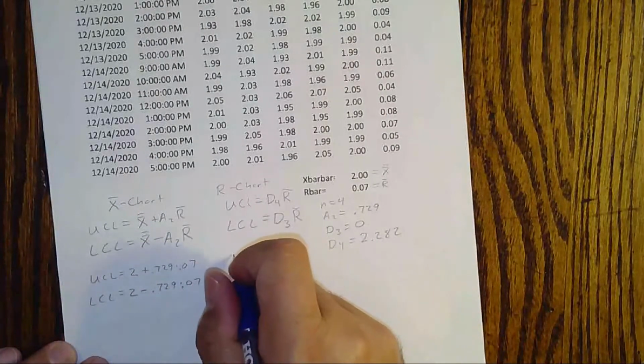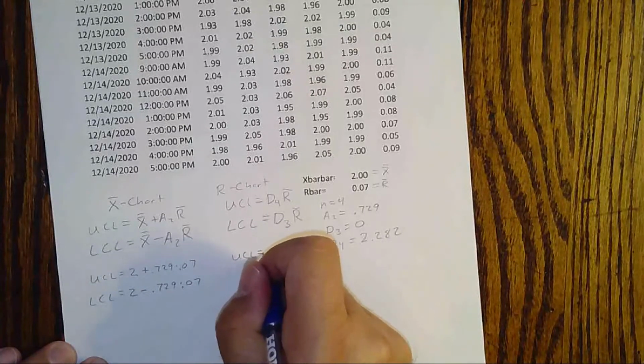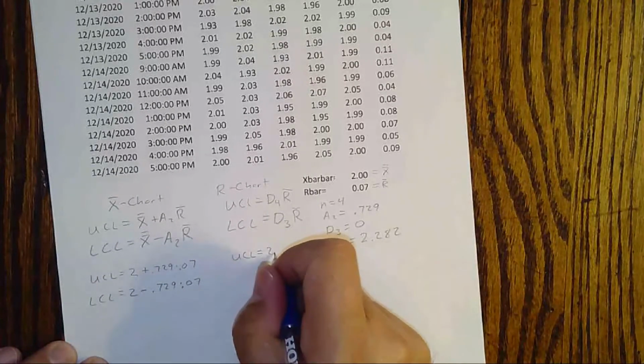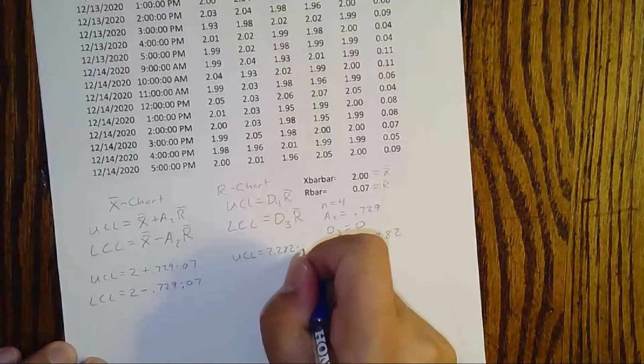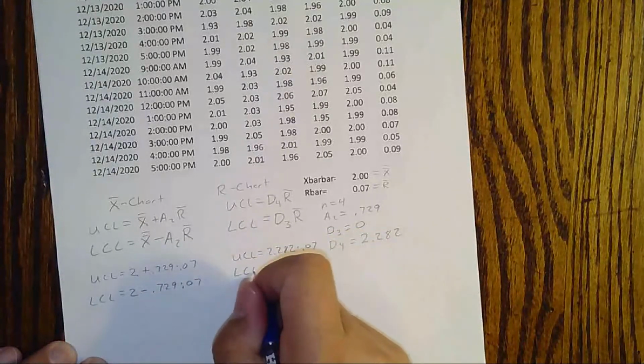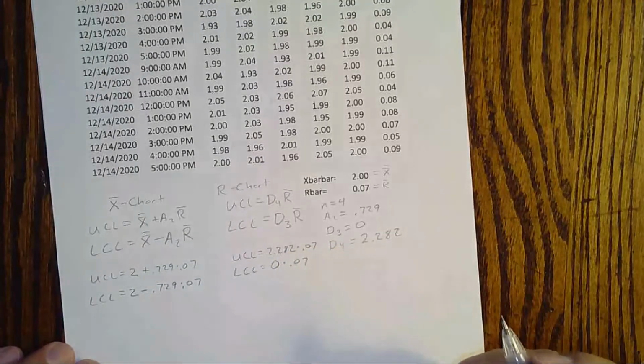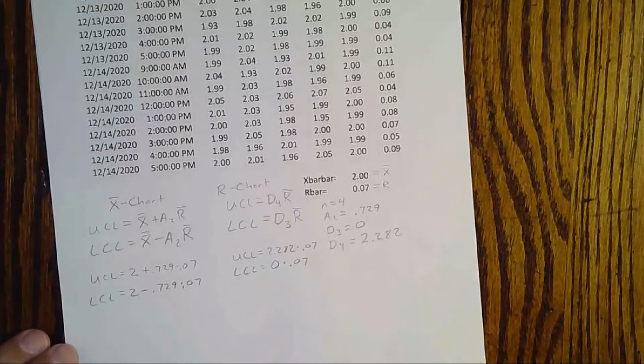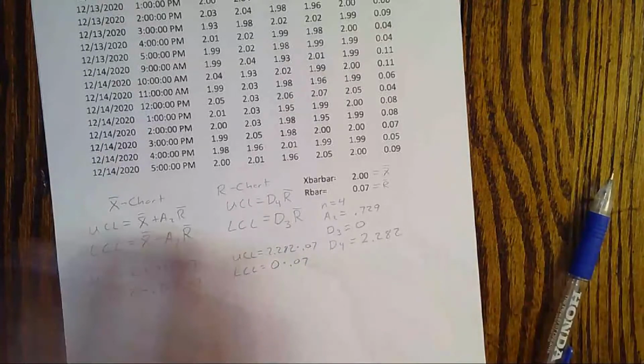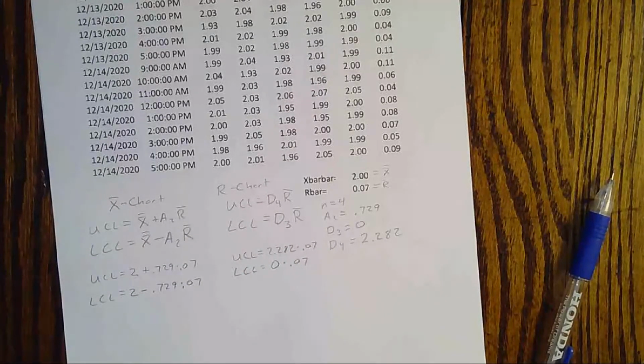For the R chart, excuse me, the upper control limit will be equal to 2.282 times 0.07, and the lower control limit will be equal to 0 times 0.07. So now I just have to plug into those equations and find the answer. Let me grab my calculator. Just use the calculator on my phone for these.